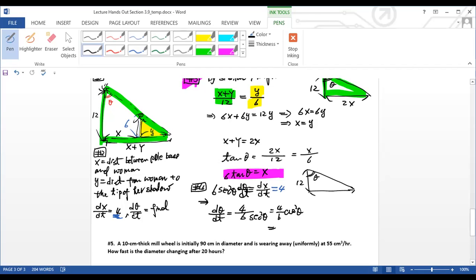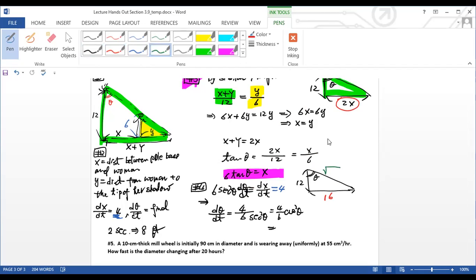Because it travels at the rate of 4 feet per second, after 2 seconds how much do I travel here? I travel 8 feet. Am I right? Okay, so after 2 seconds I travel 8 feet, but I know this one here is 2x, so I know what is here: this is 16. Then by the Pythagorean theorem, what is this one here?